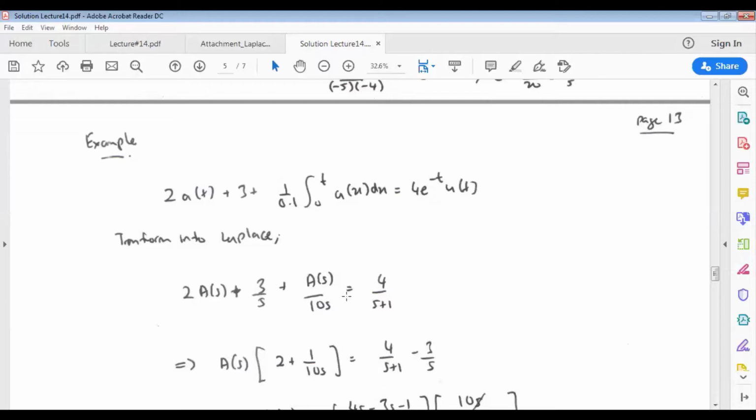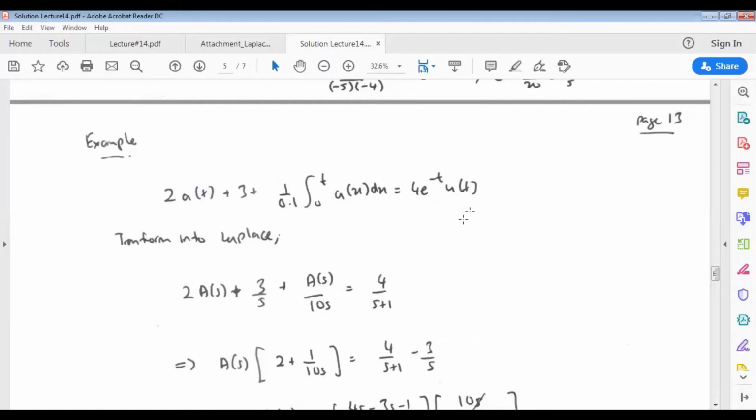I think I made a mistake here. Supposedly we have 1 over 0.1, so it's supposed to be 10 over s. I'm very sorry. It's supposed to be 10 A(s) divided by s, not 1 over 10. To correct this, we are going to have 10 multiplied with A(s) divided by s. Please correct this. And the right-hand side is supposed to be 4 over s plus 1.